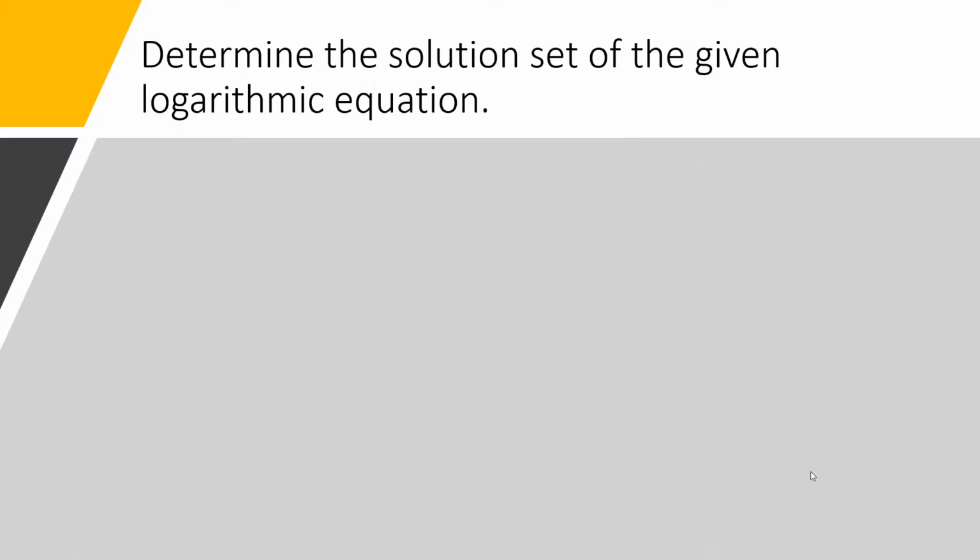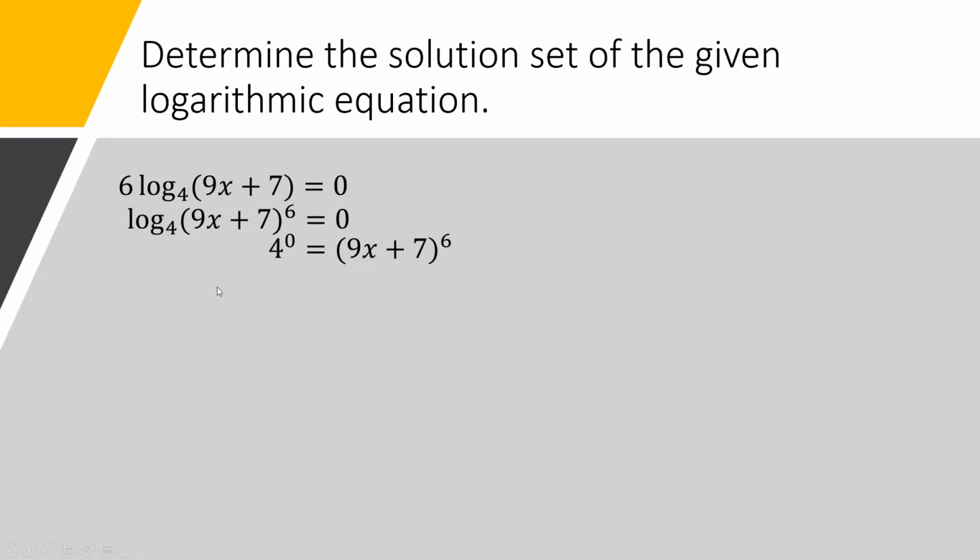So let's have another example. Let's have 6 times the logarithm of the quantity 9x plus 7 with base 4 equals 0. Similar to what we did on the previous slide, we are going to make the 6 here the exponent of our given argument. So 4 raised to 0 is equal to 1, and since the exponent is 6, we can actually extract the 6th root of both sides. So we have 1 equals 9x plus 7.